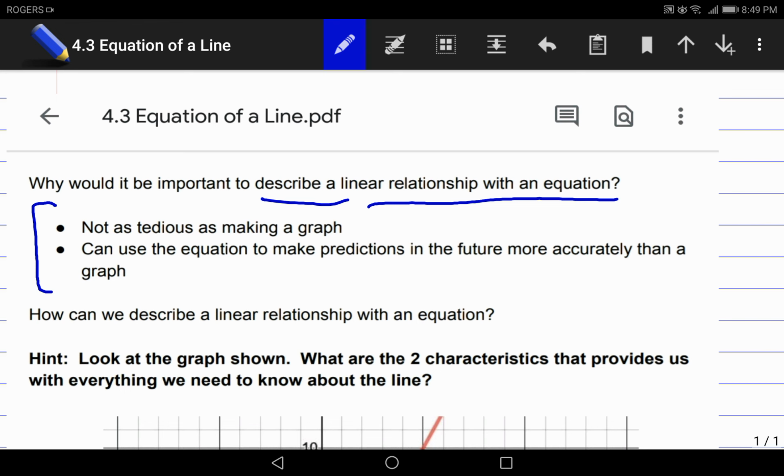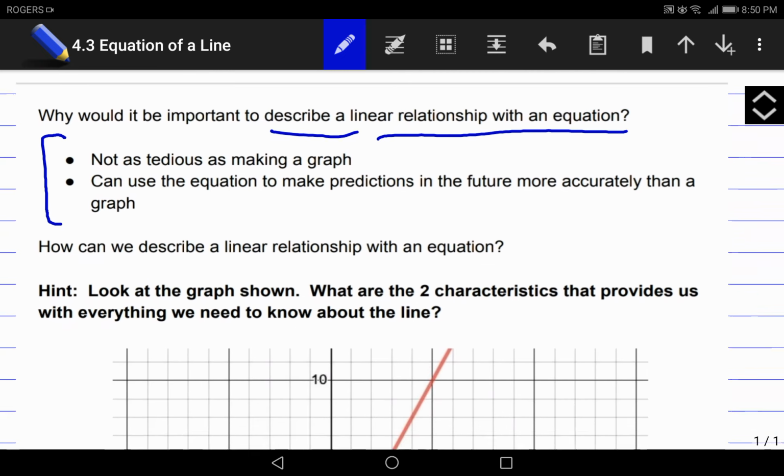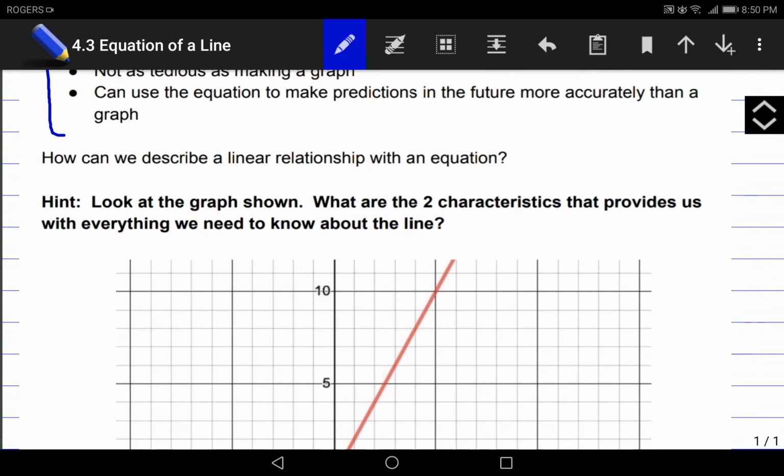And definitely, if we can come up with an equation, it can be a lot quicker. We would use the equation in the same way that we use a graph. We used a graph in Unit 2 to do what's called interpolating and extrapolating, which was basically making predictions. When we were extrapolating, we were making predictions into the future using our graph. With our equation, we can do the exact same thing, only a lot quicker. Those are the two main reasons why it'd be more beneficial to use an equation as opposed to a graph.